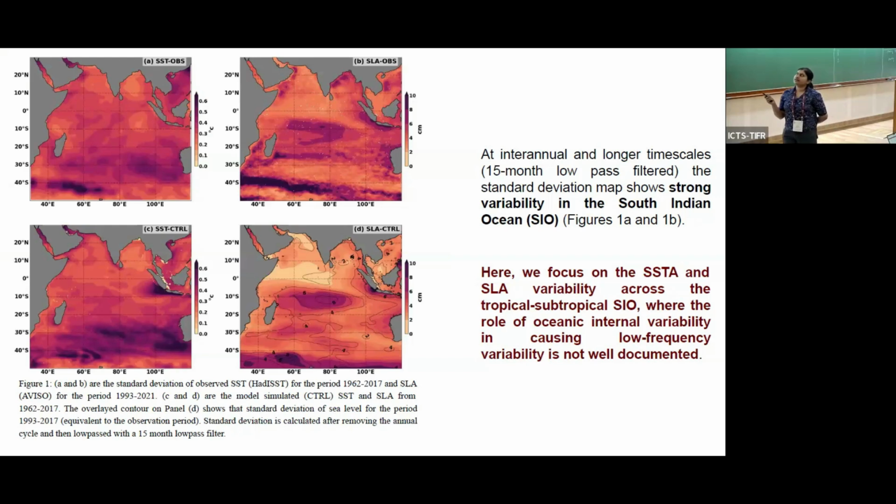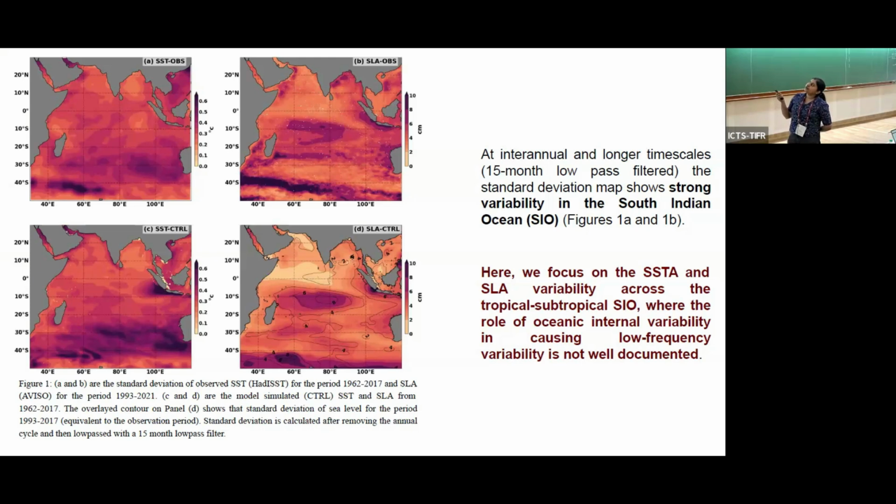The first two panels are for SST and SLA from the observation, and this is from the model control simulation. This map shows the standard deviation, calculated after removing the annual cycle and then applying a 15-month low pass filter, because our aim is to get the interannual and longer timescale variability. From the SST, we can see that there is strong variability in the South Indian Ocean compared to the North Indian Ocean, except for some regions on the Somali and Arabian coast. This is well captured in the model also.